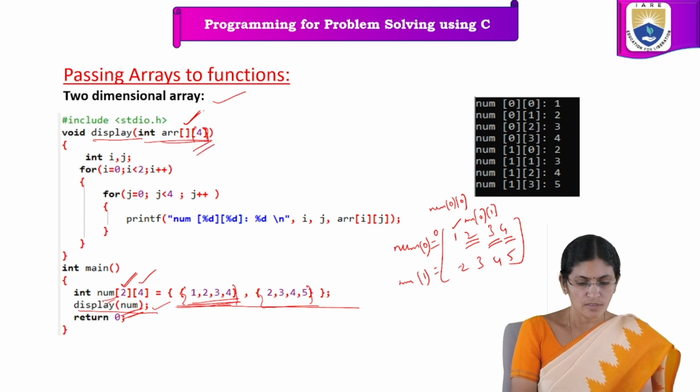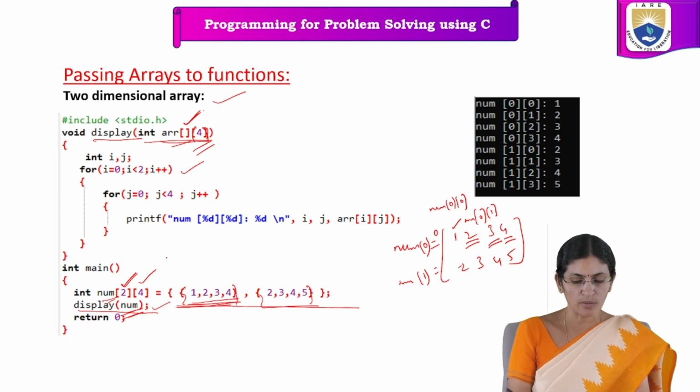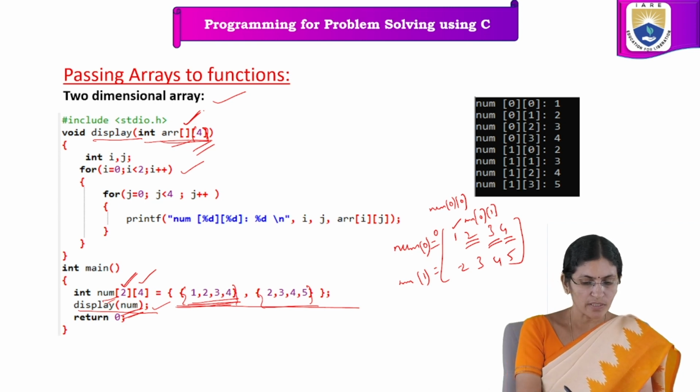So this is how these statements are executed inside the function definition. This is a program to print all the elements of the array. For the rows, we have mentioned i less than 2, so it will iterate 2 times.